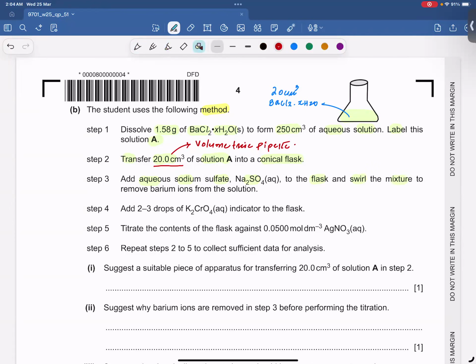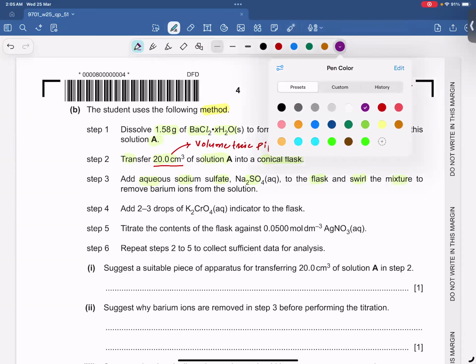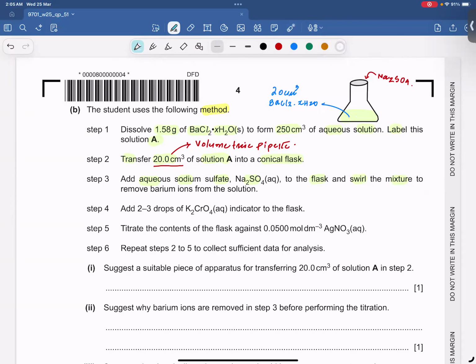Okay. Now we need to add sodium sulfate. Why are we adding sodium sulfate? So that barium sulfate is formed, so that the barium ions cannot interfere with the chromate ions. All right. And as a result of that, we'll get the white precipitates here. So I'm going to write white precipitates here. These are the white precipitates.